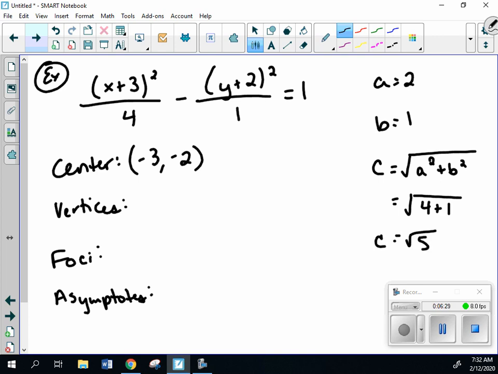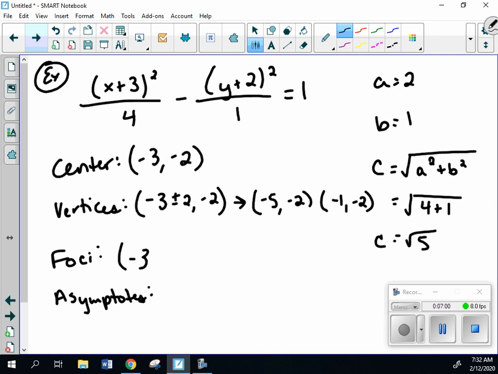Okay. Now that I got this information, it's going to make the vertices, foci, and asymptote lines a lot easier to find. So the vertices we have, because the x is first, we're going to follow that left side. So everything's adjusted with the h. So we have -3 plus or minus 2 comma -2, which is realistically going to result in -5, -2, and -1, -2. Our foci, -3 plus or minus the square root of 5, comma -2.